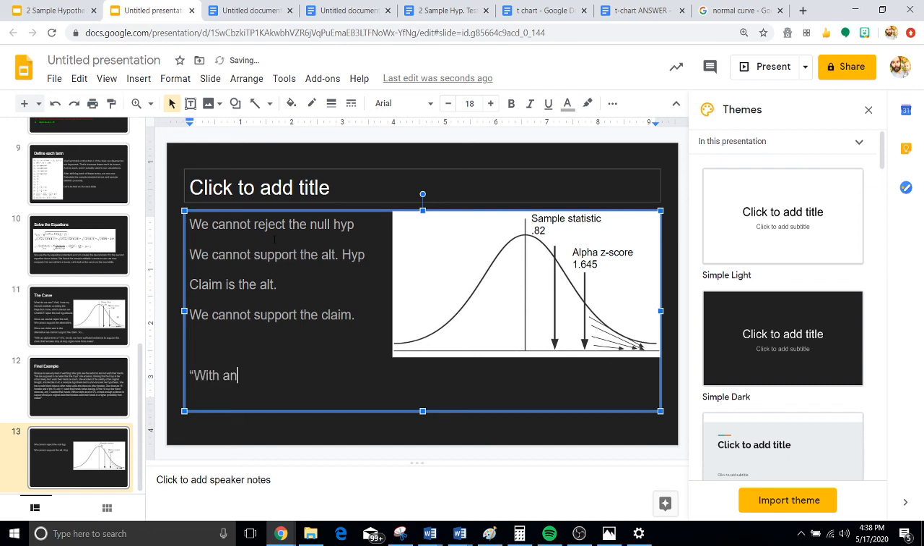So with an alpha level of 5%, we have insufficient evidence to support the claim that females wash their hands more than males. Sorry, Monique. And that is the answer.